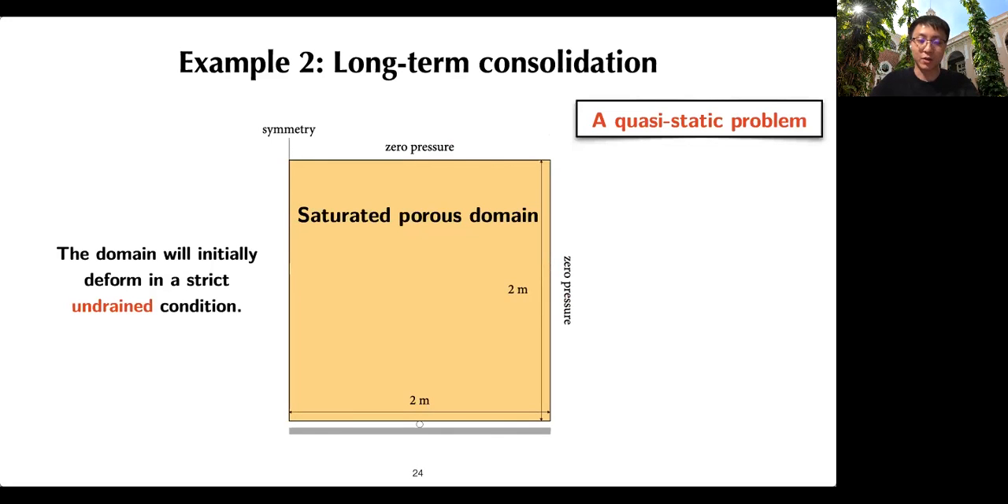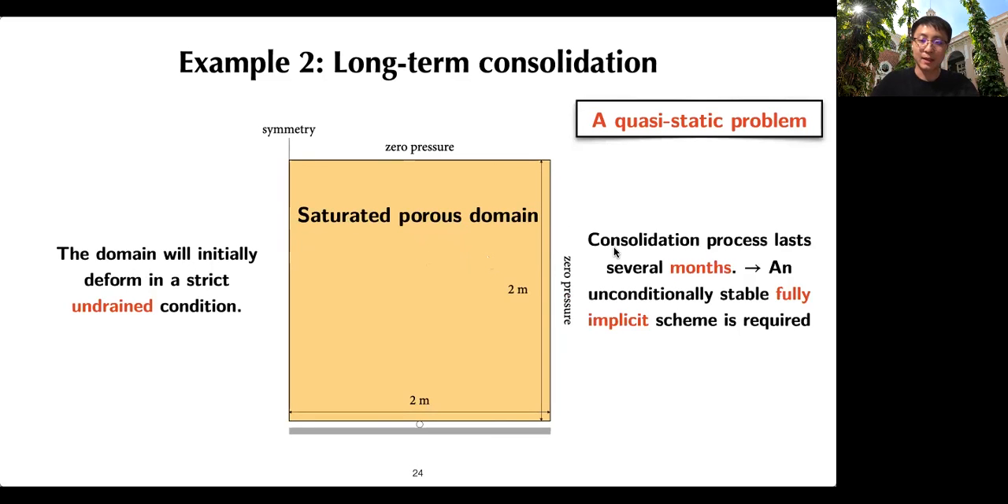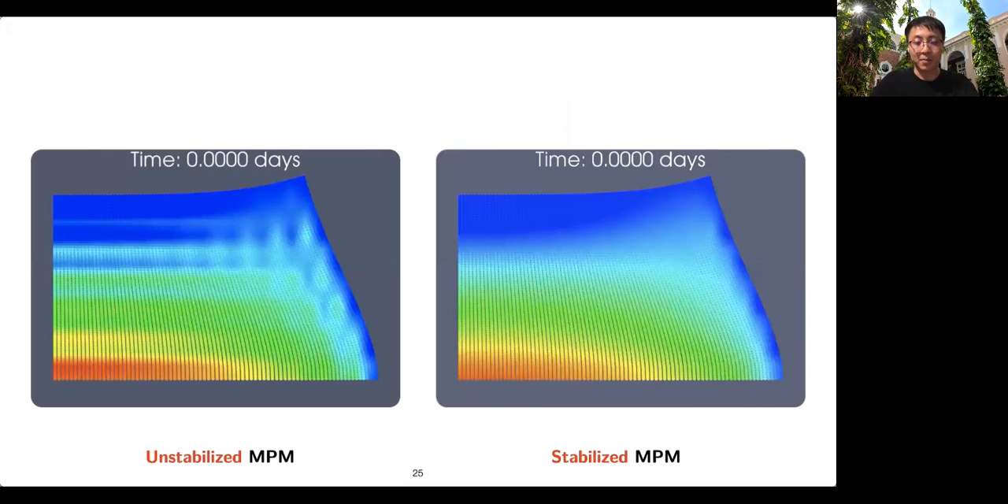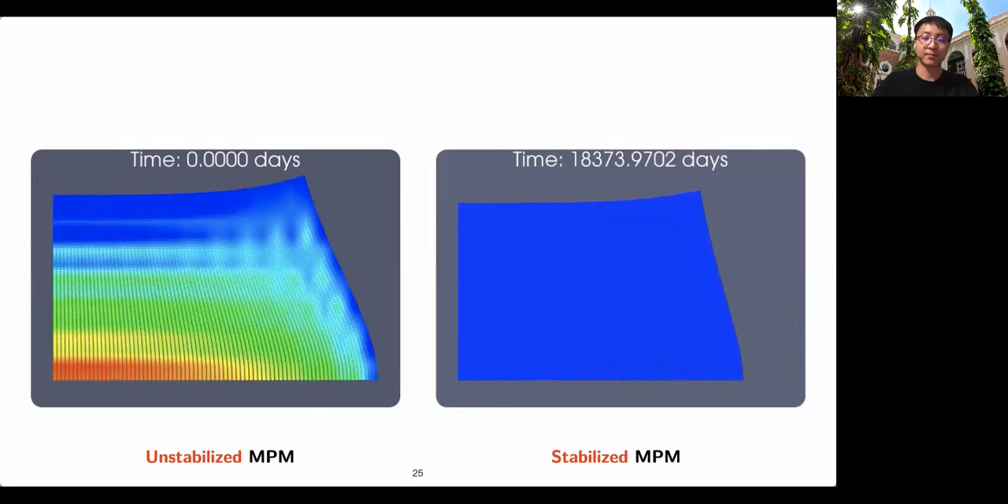The second example is a long-term consolidation. This saturated porous domain will consolidate under its self-weight. Notice that the domain will initially deform in a strictly undrained condition. Also notice that the whole consolidation process lasts several months, so an unconditionally stable fully implicit scheme is required. This is a quasi-static problem. Again, because instability makes the problem ill-posed, the unstabilized MPM does not converge just after the gravity is added, while stabilized MPM gives a smooth pressure field during the whole process of consolidation.